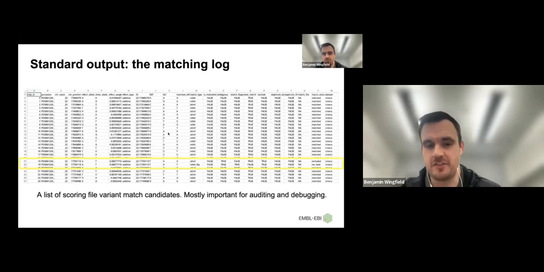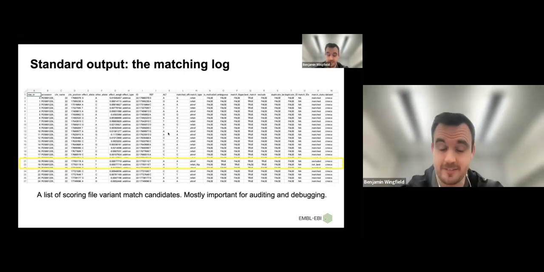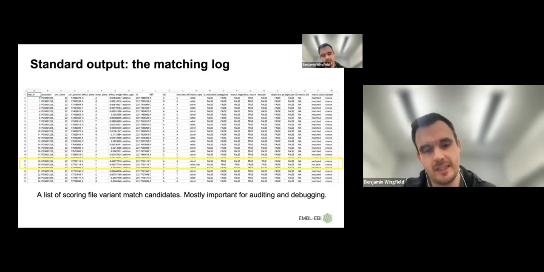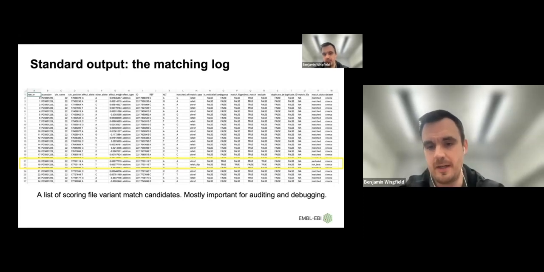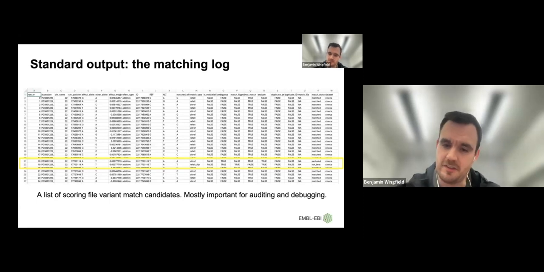Another output here is the matching log. This is very important when you're first getting started. If you're really interested to know why a variant isn't matching from the scoring file, if it's not found in your data, this will describe why. It describes the things we've tried to make sure that variant is present in the data. We try lots and lots of different things to make sure that we can match that variant, and this log describes all of the different candidates that were generated. So it's very useful for auditing, debugging and understanding what went into the score.